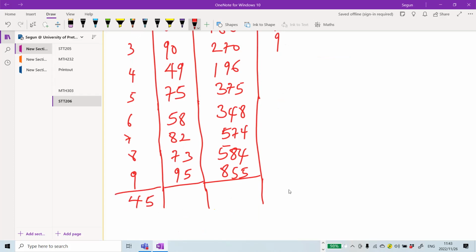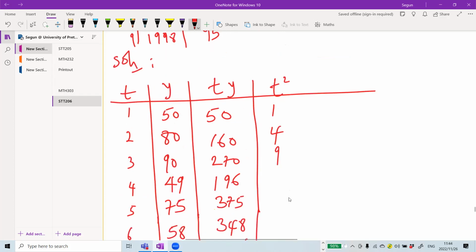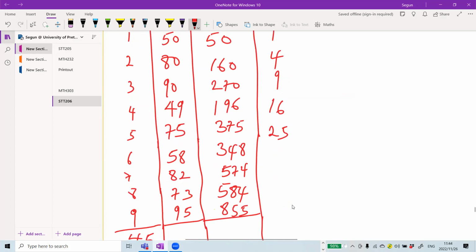I have 45 here. So who is giving out T squared? 1. Yes. 4. 9. 16. 25. Yes. 36. 49. Yes. 64. 81. Make sure you participate, all of you. Yes, Ayodele Miracle. 285 total.